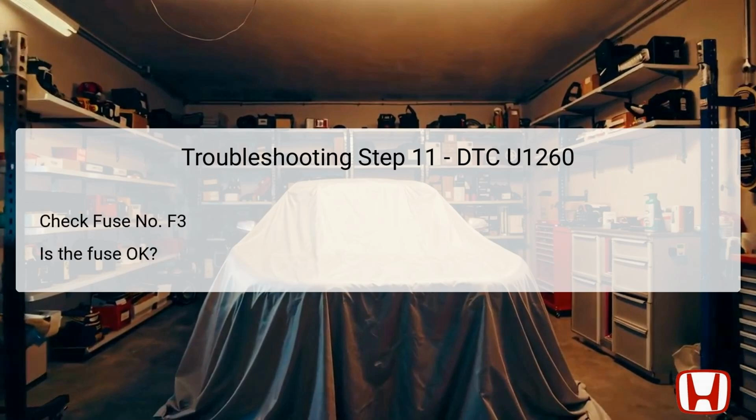This 11th step involves checking fuse number F3, which is pertinent to the auxiliary transmission fluid pump's operation. The technician will assess whether the fuse is intact. If the fuse is operational, it confirms that the circuit is not the source of the communication failure.